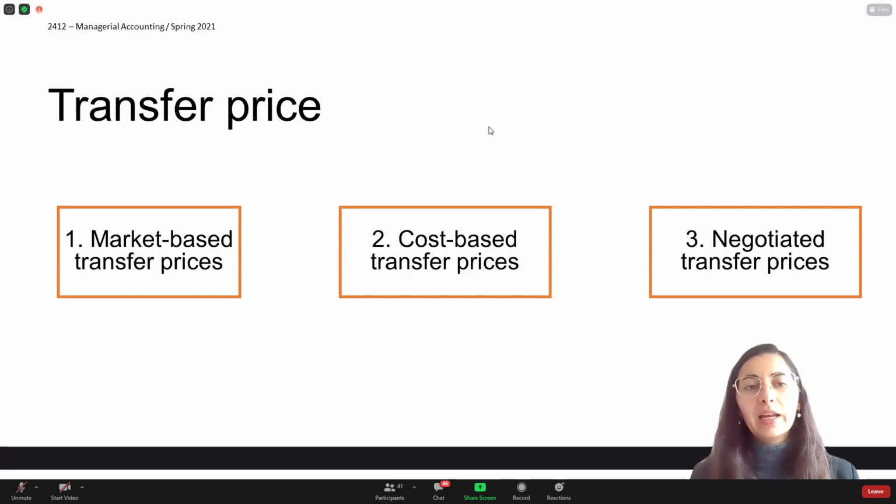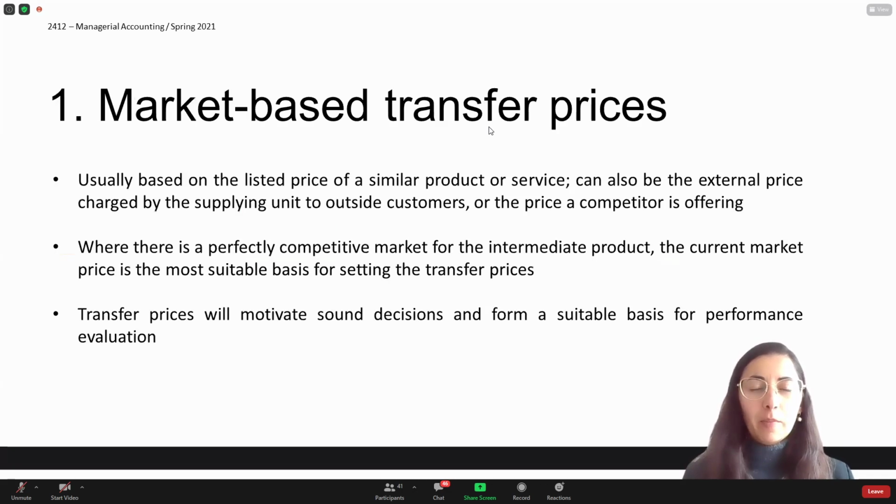So we have three methods of calculating transfer pricing: market-based transfer prices, cost-based transfer prices, and negotiated transfer prices. Market-based transfer prices are usually based on a listed price or market price. So this is the price that we see externally. Let's imagine that we sell the soap, and that there are a lot of other factories selling soap. So we can see what the market price of the soap is.